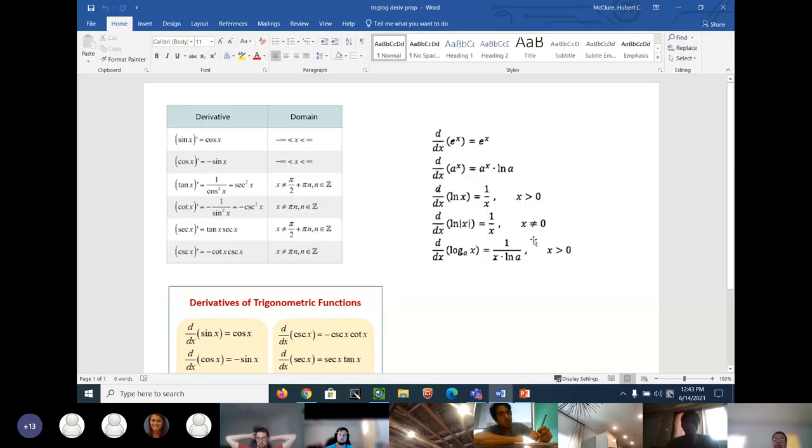And this is the log of a. The derivative of the log is 1 over x times the natural log of a. Okay, so there are those three, and we'll do some problems here in just a second. And then this right here is your exponential rule. Any time you have a function a to the x power, you bring out the a to the x and then you take the natural log of the coefficient, or whatever that a is.